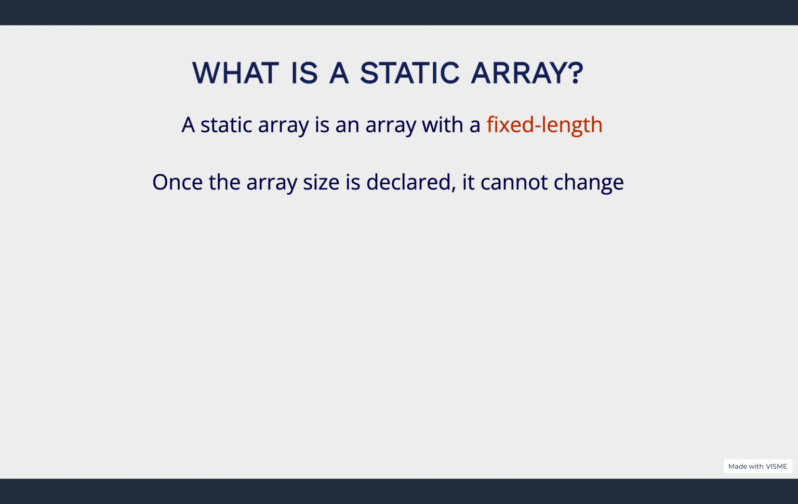What is a static array? A static array is an array with a fixed length. So this means that once you declare the size of the array, it cannot change. If the array size is 5, it can't change to 2, it can't change to 10, it will always be 5.